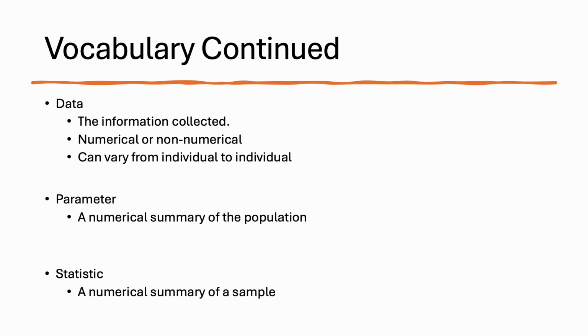A parameter is a numerical summary of the population. So if we go through and we manage to be able to get information from every single person, a parameter is a way to summarize that information. So when we get the census taken every 10 years and they come out with numerical summaries from the census, they are giving us the best that they can of a parameter.